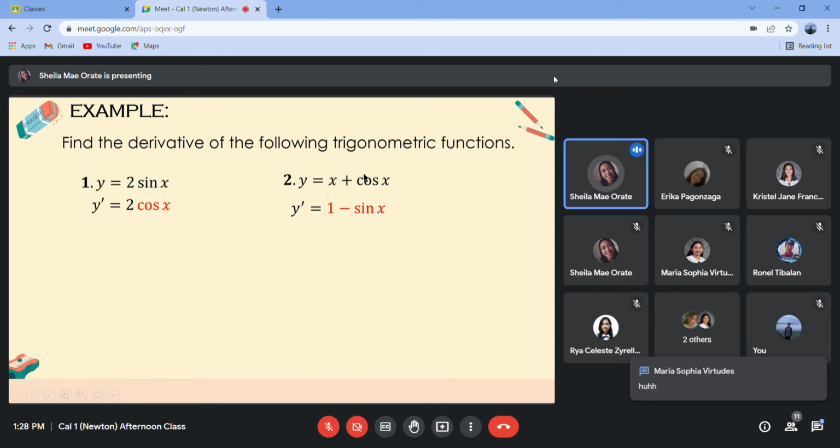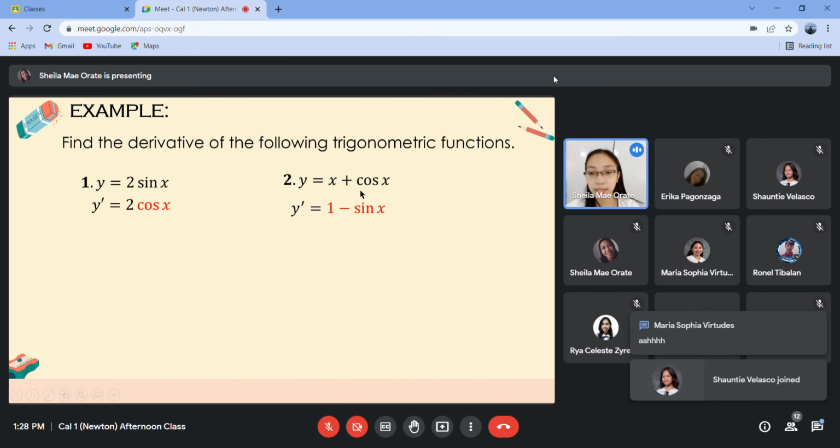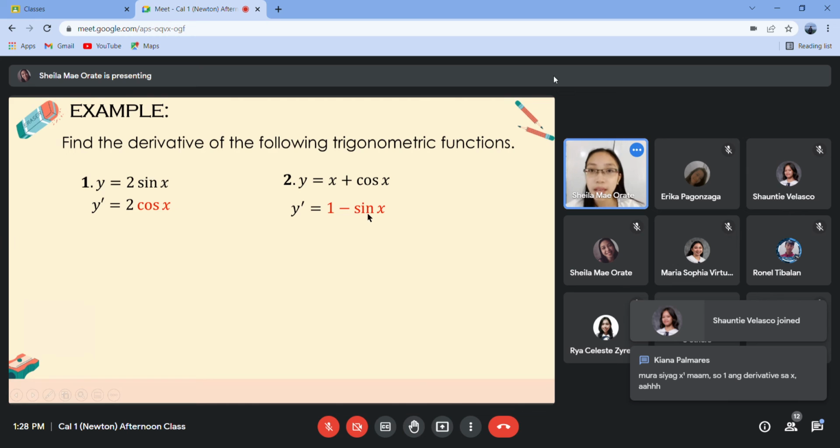This is a sum. Using the sum rule from earlier, we get the derivative of the first term and the derivative of the second term. So we have 1, and then the derivative of cosine x is negative sine x. So we have 1 minus sine x.